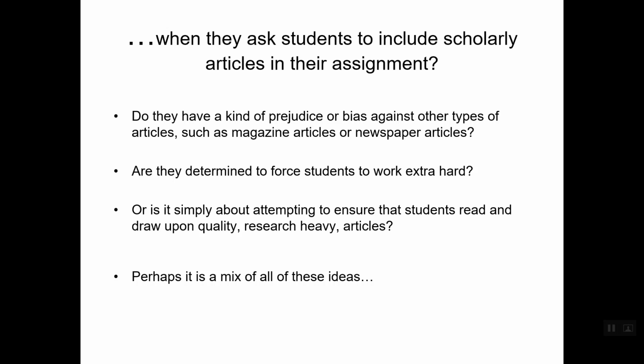Like you, I asked the same question. What does a professor really mean? What's so core about that scholarly article? Do they have a kind of prejudice or bias against other types of articles, such as magazine articles or newspaper articles? Are they determined to force you, the student, to work extra hard? Or is it simply about attempting to ensure that you, the student, read and draw upon quality, research-intensive articles? Perhaps it's somehow a mix of all of these ideas.